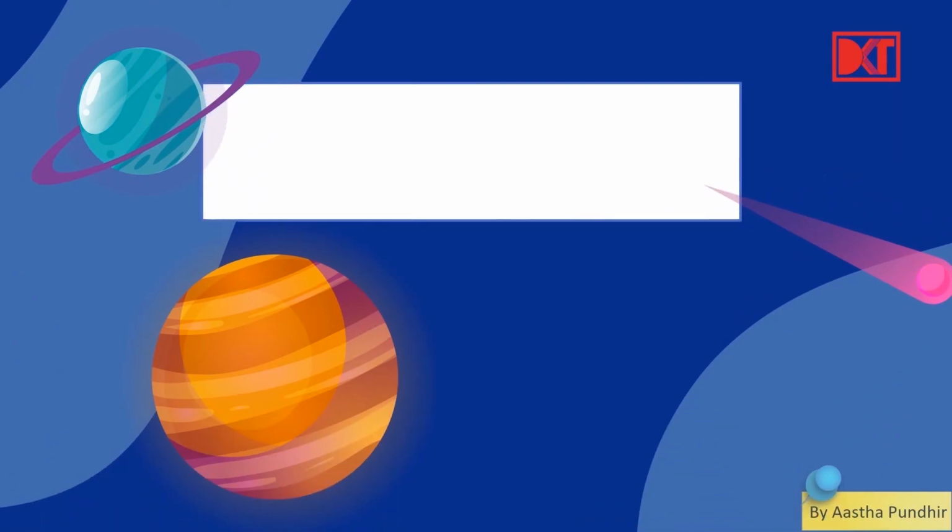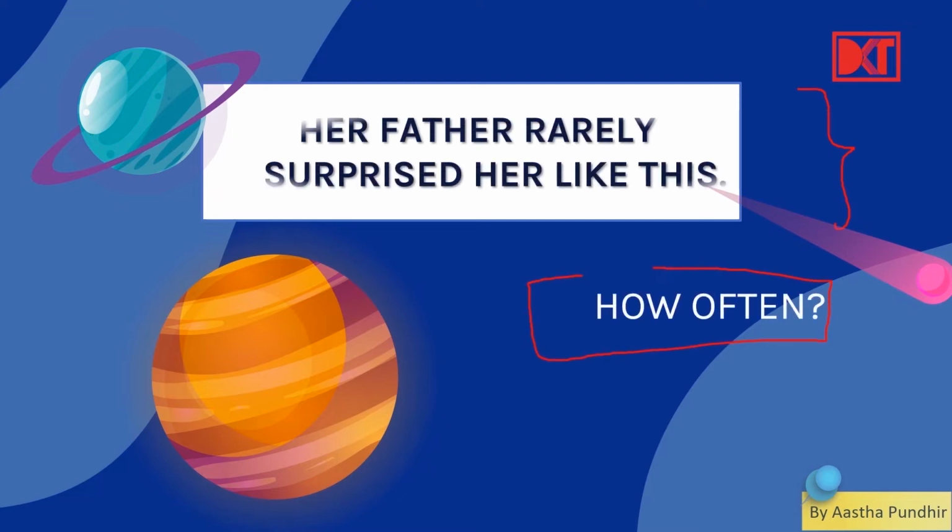Here, her father rarely surprised her like this. In this sentence, which question is being answered? How often? Means how often did her father surprise her like this? Rarely. So what is the answer here? Rarely. What was the question? How often? The question is being answered in the form of rarely. Her father rarely surprised her like this.